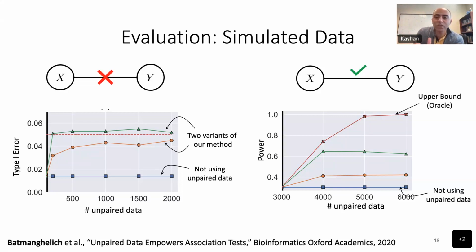And the best that you can possibly achieve is that a person reveals the data set that's missing to you. So, oh, this is the data. That's the best that you can achieve. That's called oracle, basically upper bound. And the two variants of our method fill the gap between the naive approach that is wasteful and the oracle that's the best that you can achieve, and improve the power.